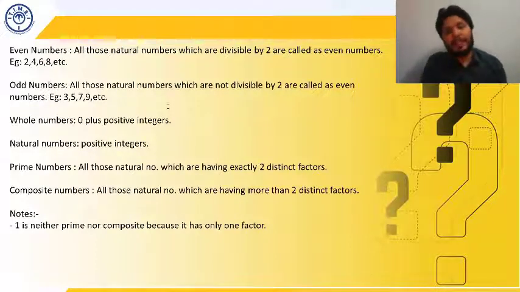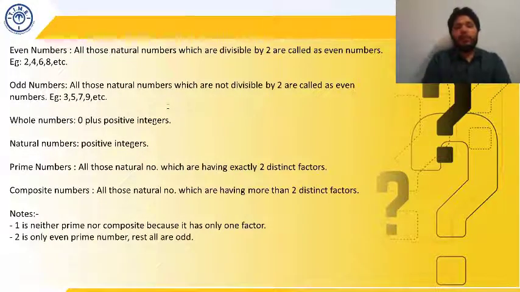So 1 is neither prime nor composite because for a number to be prime, it has to have exactly two distinct factors. And for a number to be termed a composite number, it has to have more than two distinct factors. And 1 has only one factor. That's why 1 is neither prime nor composite. I hope it is clear.